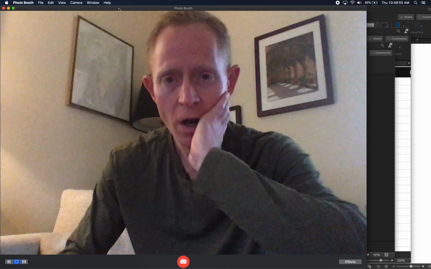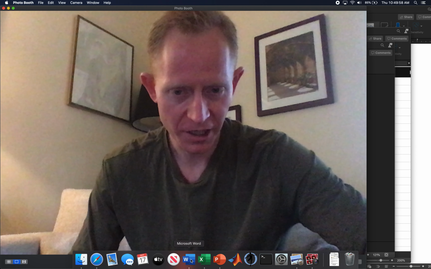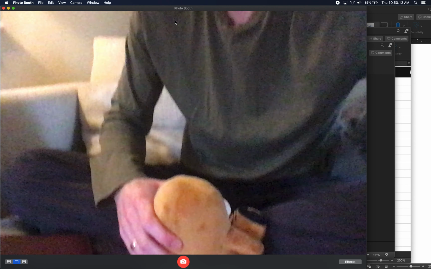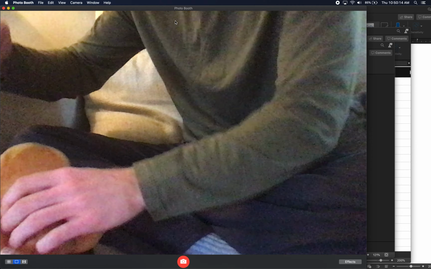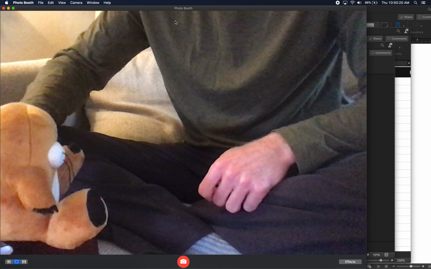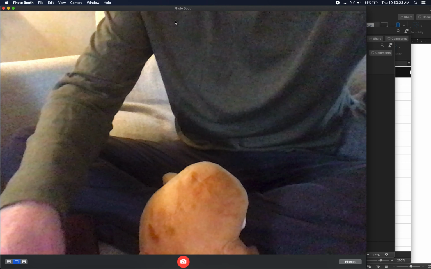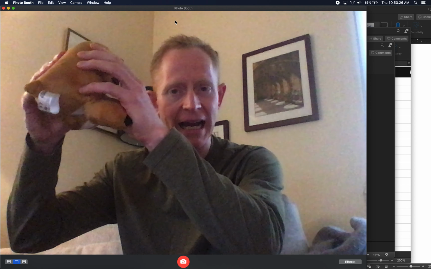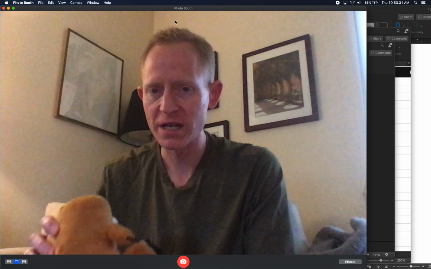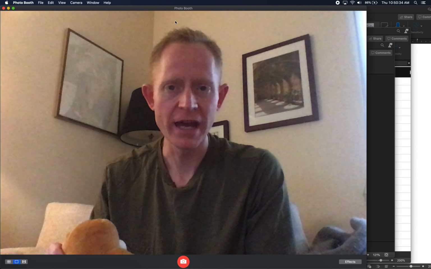Okay? So the initial question that we are dealing with here for the gymnast is, what is her total mechanical energy at the peak height of the jump? And then the second one here says right before she hits the mat. So like, if I go back to my example here, not after he's hit the mat, but when he's falling and right before he's about to hit the mat, then what's his velocity? Okay, so those are the things it's asking us to calculate here. At the peak height, what's his total mechanical energy? And then as he's falling and right before he slams into the mat, what's his velocity right before that happens?